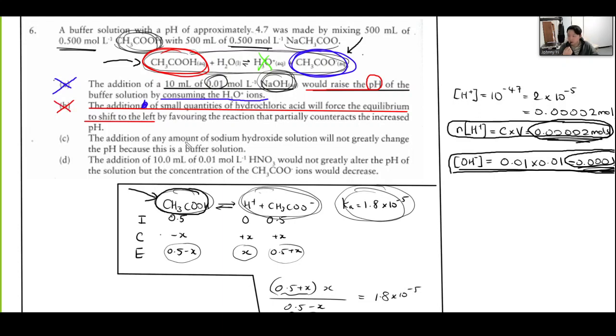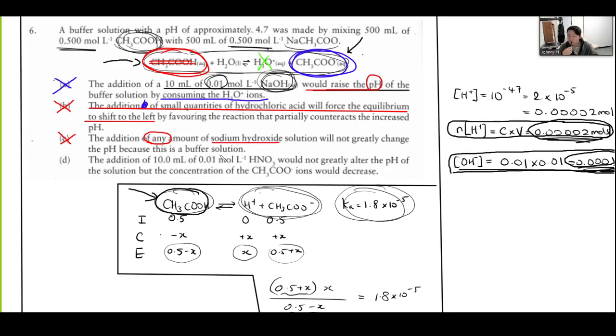See, addition of any amount of sodium hydroxide solution will not greatly change the pH because this is a buffer solution. Any amount? No. It shouldn't exceed the amount of the weak acid, okay? So because it says any, I would say this is wrong. If it's a large amount, of course, this will all get consumed, this will all run out, then it'll just increase the pH.